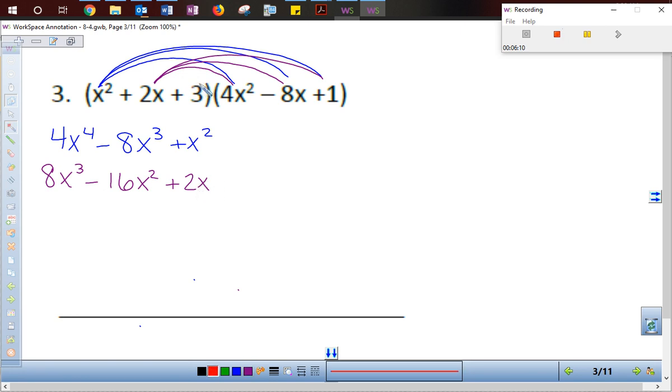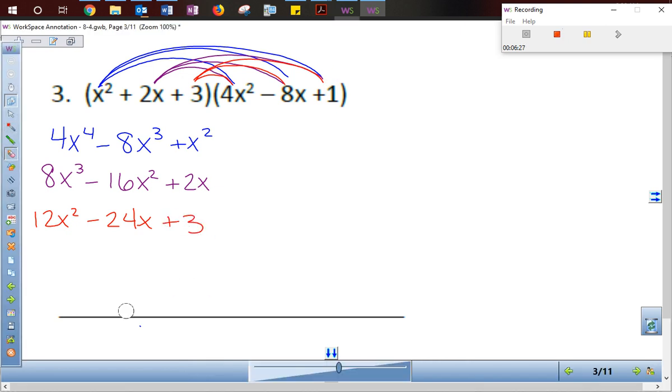Next, we're going to take the last term, which is 3, and distribute it through. So 3 times 4x squared gives me 12x squared. 3 times negative 8x gives me negative 24x. And 3 times 1 gives me 3. Now again, we should have 9 terms, 3 times 3. So let's check. 1, 2, 3, 4, 5, 6, 7, 8, 9.